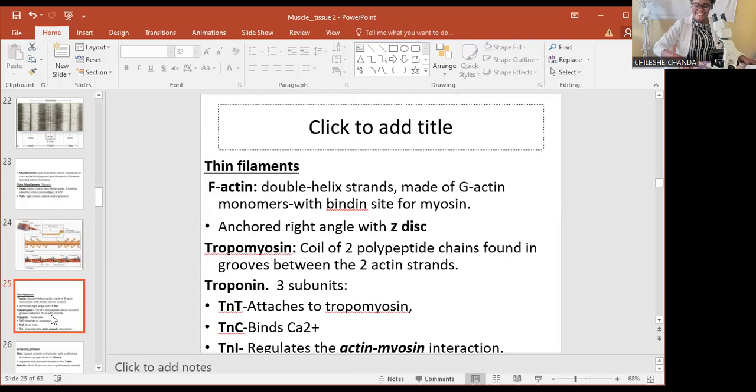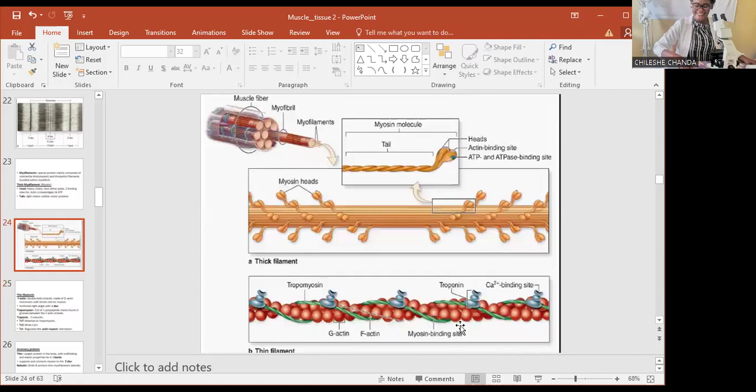And then we have troponin. Troponin has 3 subunits. We have one that has a binding site for calcium. We have another that binds to tropomyosin. And we have another which regulates the actin-myosin interaction. Okay.